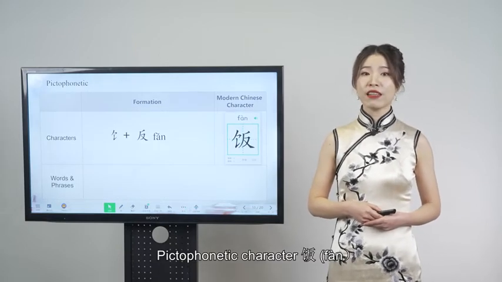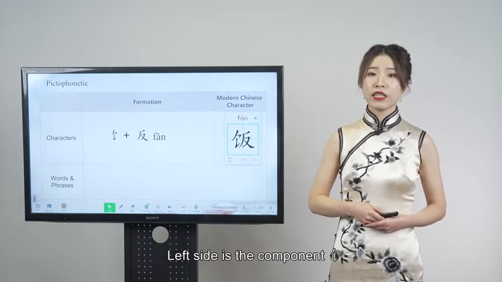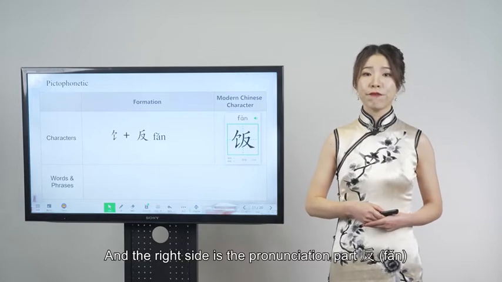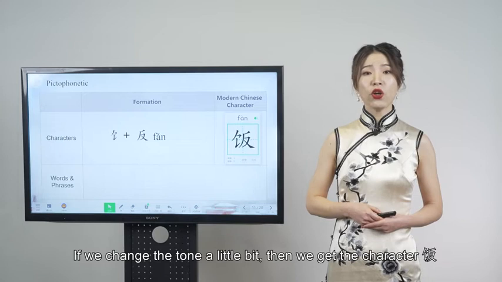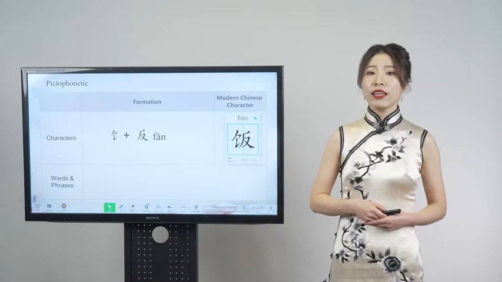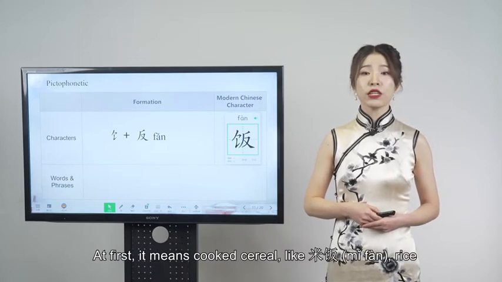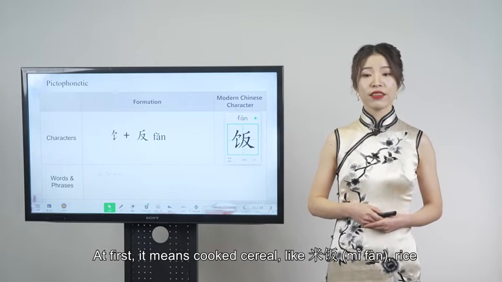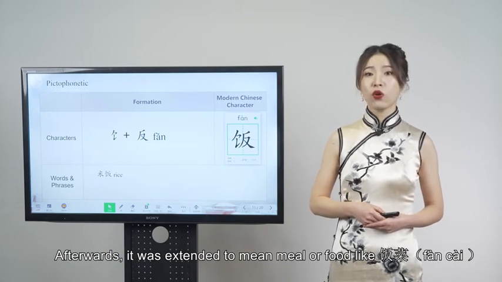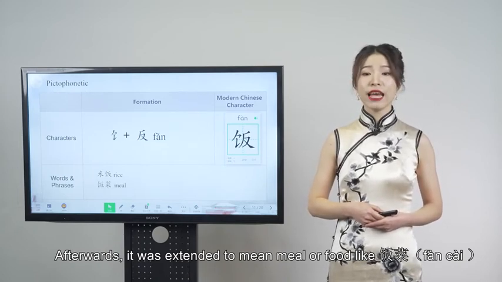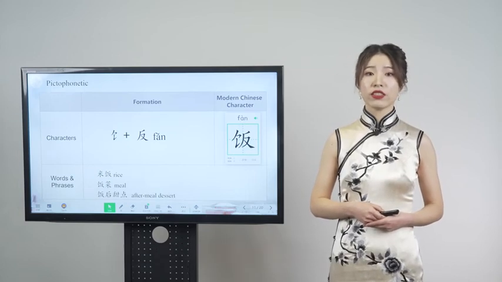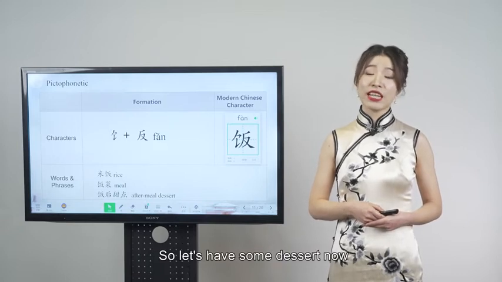Pictophonetic character 饭. Left side is the component 食, and the right side is the pronunciation part 反. If we change the tone a little bit, then we get the character 饭. At first, it means cooked cereal, like 米饭, rice. Afterwards, it was extended to mean meal or food, like 饭菜. 饭后甜点, after meal dessert. So let's have some dessert now.